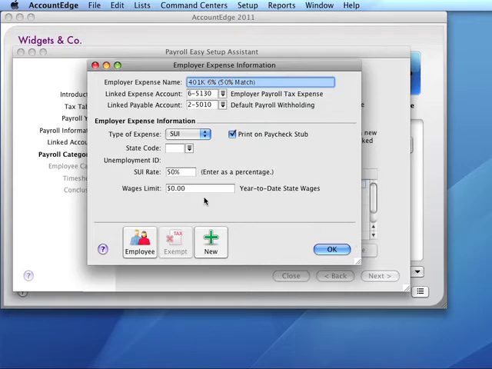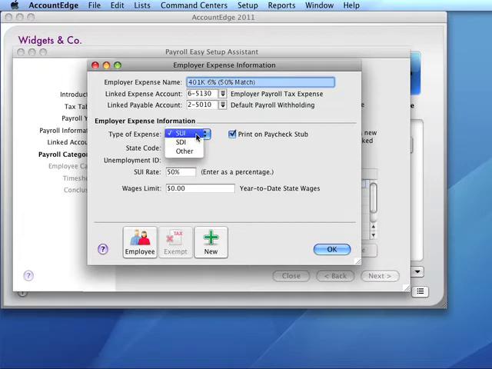AccountEdge will expense until the product of this limit times the rate is reached. If the rate changes, AccountEdge may expense beyond the actual wage limit because the wage limit times the rate had not been reached. So it is possible for AccountEdge to expense beyond the wage limit value.